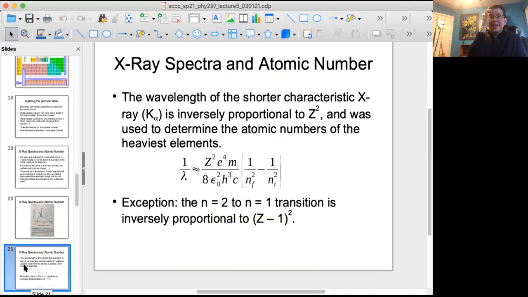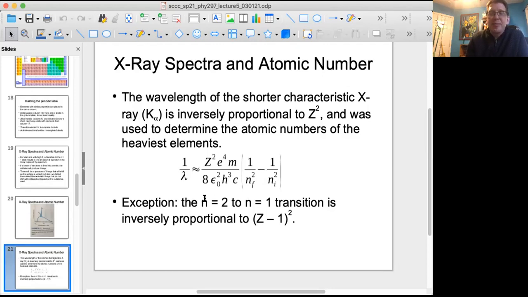And it turns out that there is an equation that you can use for a given characteristic X-ray, particularly the shorter wavelength X-ray, K alpha, that's related to Z squared. So if you know that wavelength, you can figure out Z squared. All the other terms are figured out, so you have 1 over n final squared minus 1 over n initial squared. n final squared is typically 1 in these transitions. n initial squared can be any of a number of different numbers.